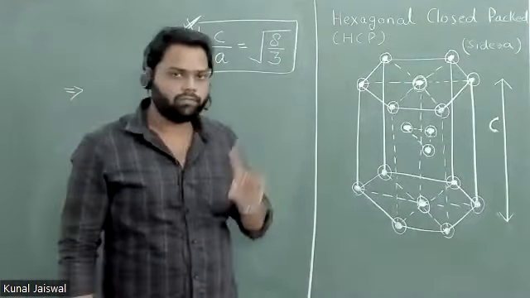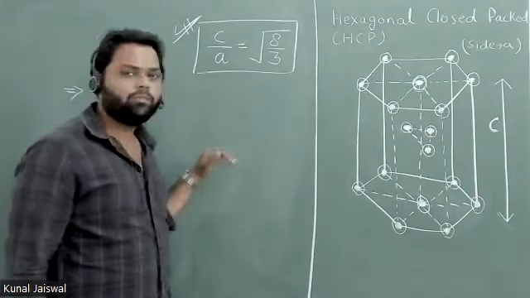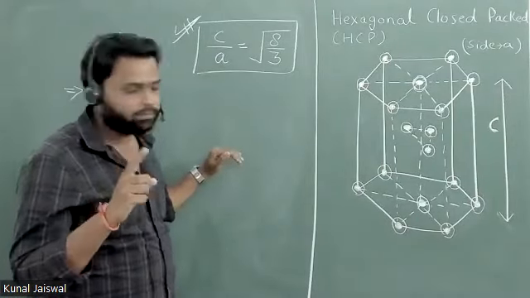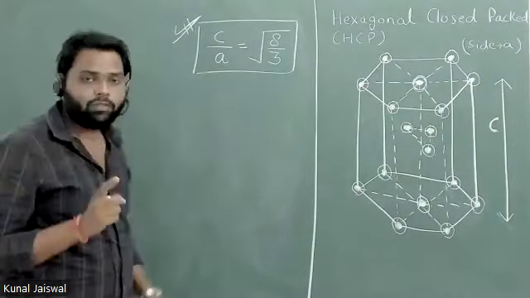Atomic packing fraction. But before that, we need to find the volume of the unit cell, right? Because in the atomic packing fraction, in the numerator, there is N effective multiplied by the volume of one atom, divided by the volume of the unit cell, right? Yes, sir. So for deriving the atomic packing fraction, first we need to find the volume of the unit cell. Let's find out.